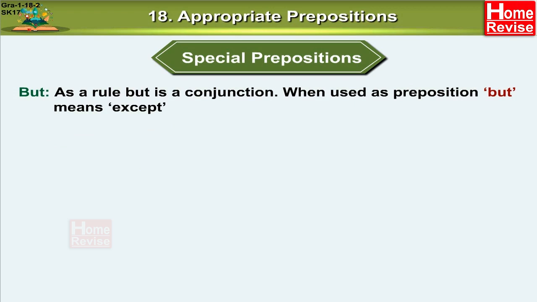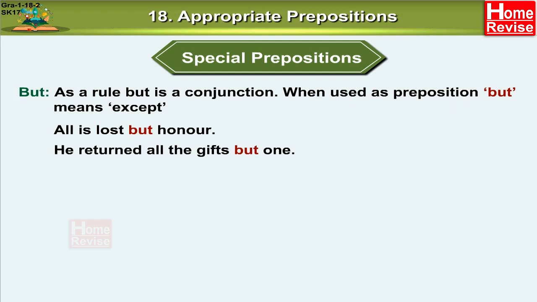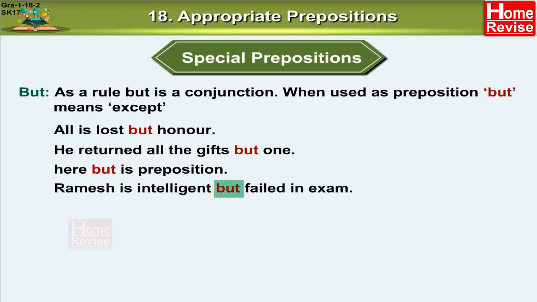But, as a rule, but is a conjunction. When used as a preposition, but means except. All is lost but honor. He returned all the gifts but one. Here but is a preposition. Ramesh is intelligent but failed in exam. Here but is a conjunction.